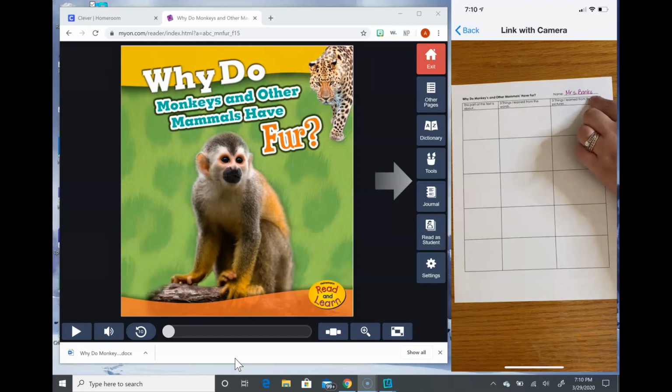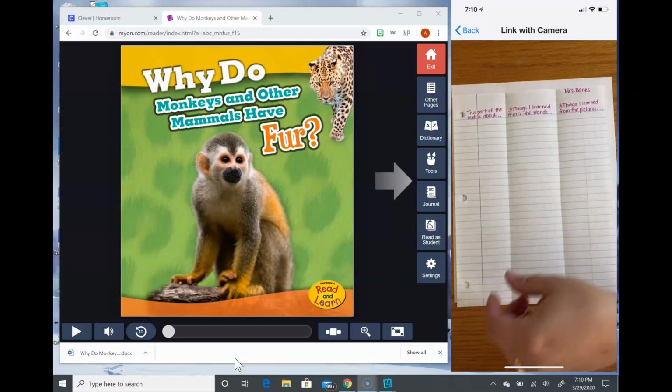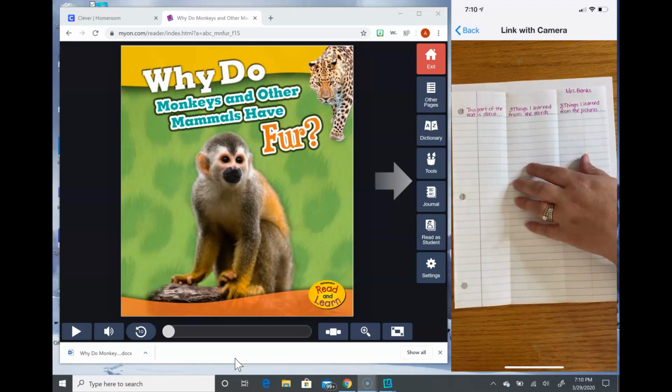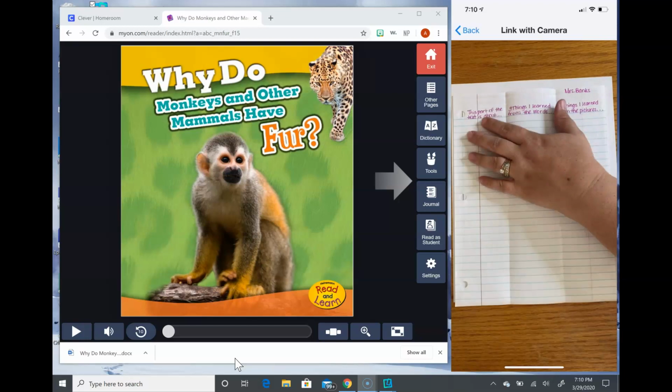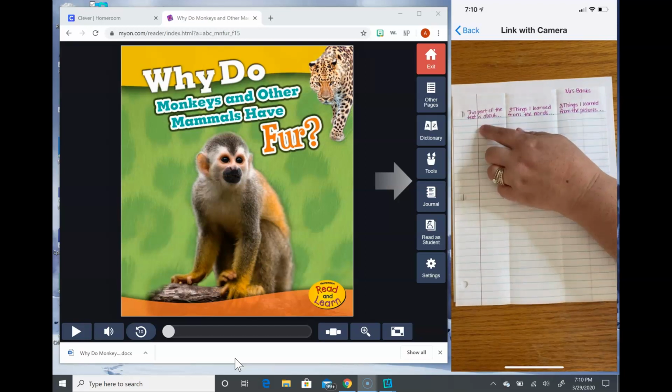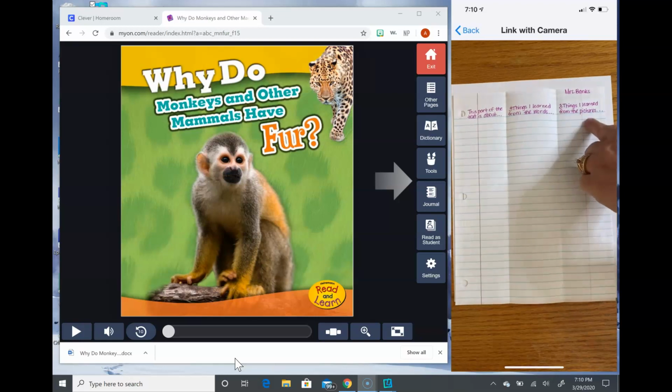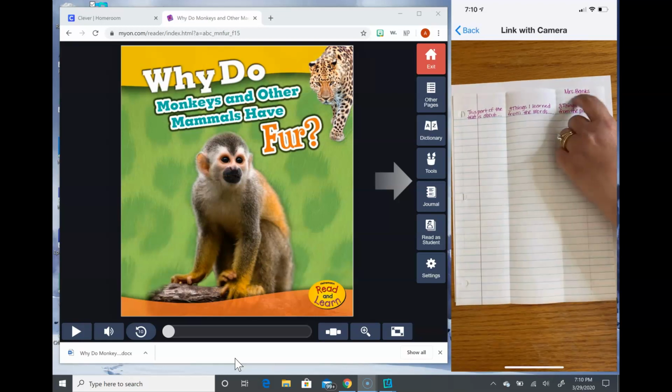The next thing I wanted to show you is what to do if you don't have a printer, so you can't print out the graphic organizer. You can take a piece of notebook paper and fold it so that you have 3 sections like I do, all right? You'll notice that I went ahead and titled my sections. This part of the text is about 3 things I learned from the words and 3 things I learned from the pictures.